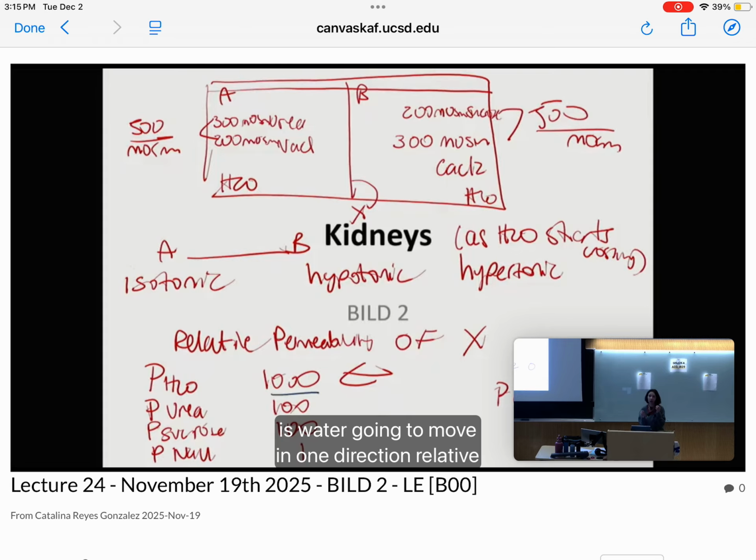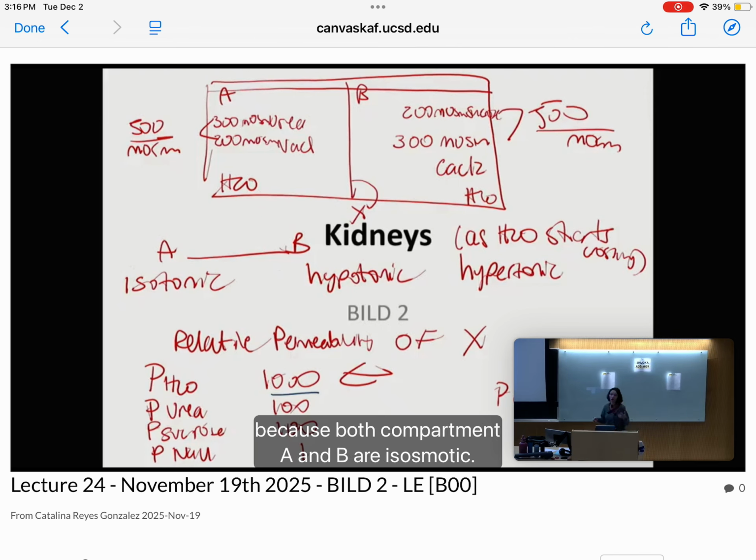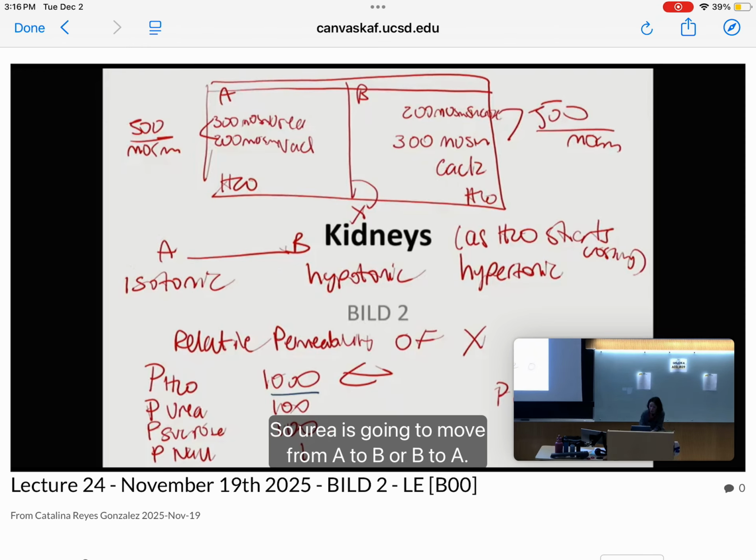Is water going to move in one direction relative to the other, from compartment A to B or B to A? No, right? Because it's 500 milliosmolar and 500 milliosmolar, so there's going to be water crossing, but not net movement of water. So at time 1, nothing is really moving because both compartments A and B are isosmotic. Then things are going to start moving. Let's look at urea first. The membrane is permeable to urea, right? So urea is going to move from A to B or B to A.